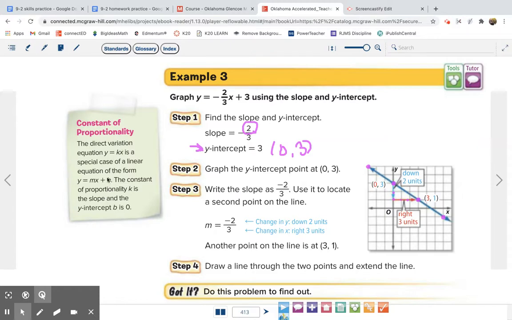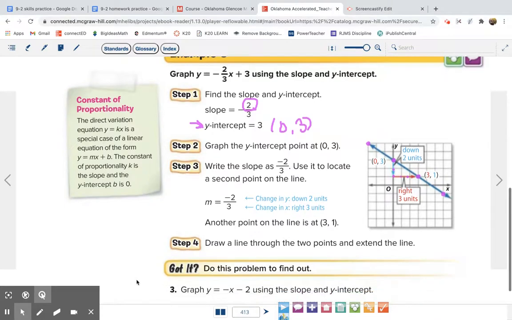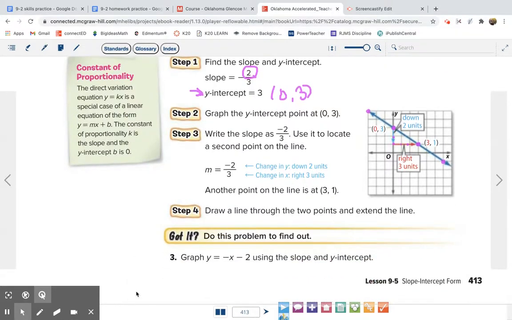So y equals kx, direct variation: something has direct variation when your y-intercept is 0. That's all that's trying to tell us. y equals kx is the same thing as saying y equals mx, and then not having the b. It just means something is directly proportional when your y-intercept is 0.